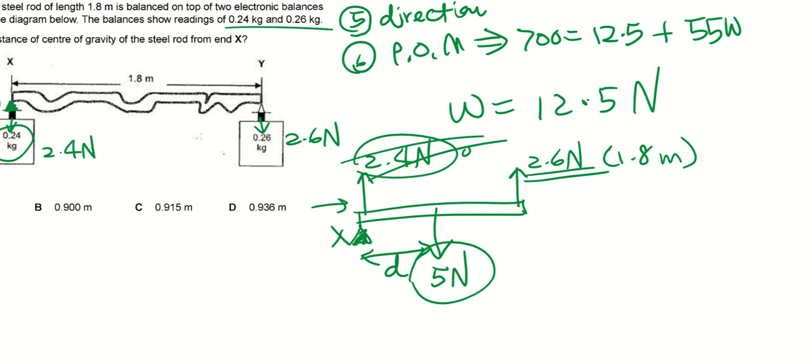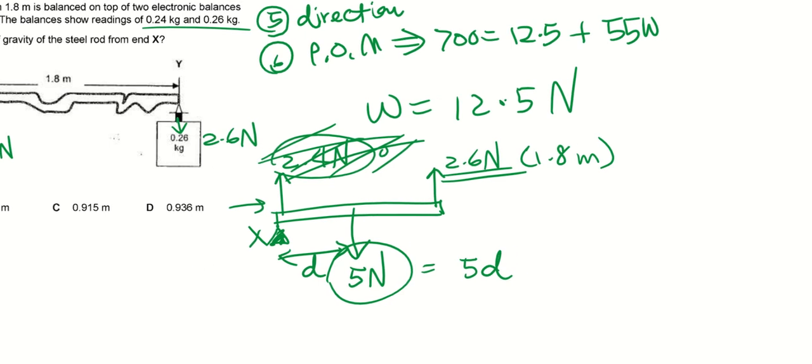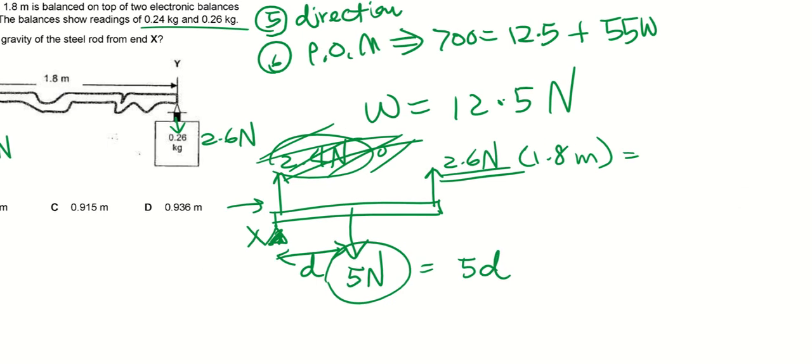Now, step 4, calculate moment. We already said that for this one, because the perpendicular distance is 0, there will be no moment. So we just do this 5D. Okay? Simple. How about the other one? 2.6 times 1.8. Do we have a calculator? 4.68. Thank you.